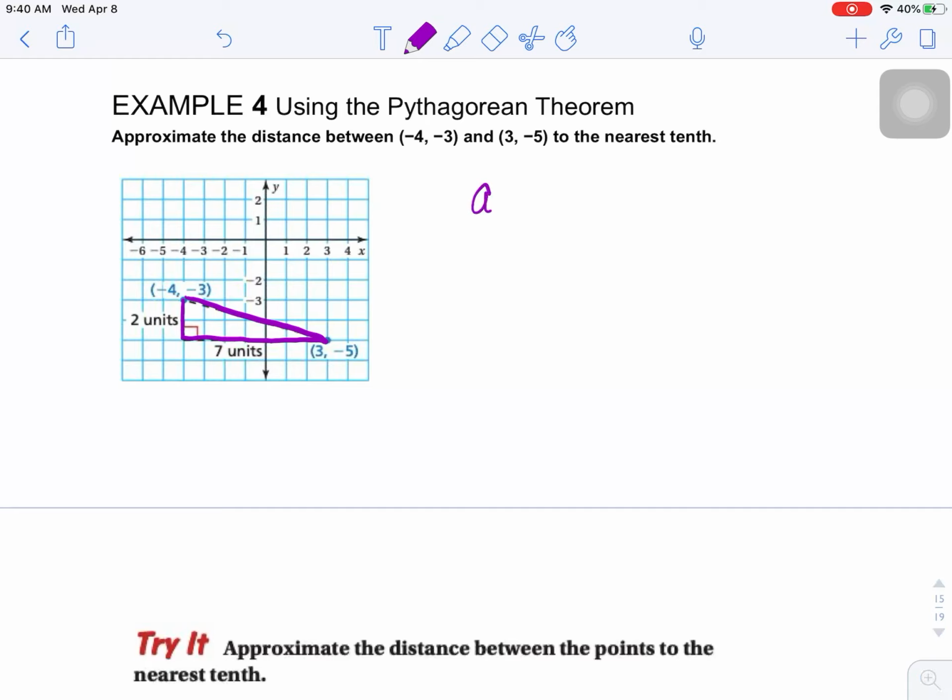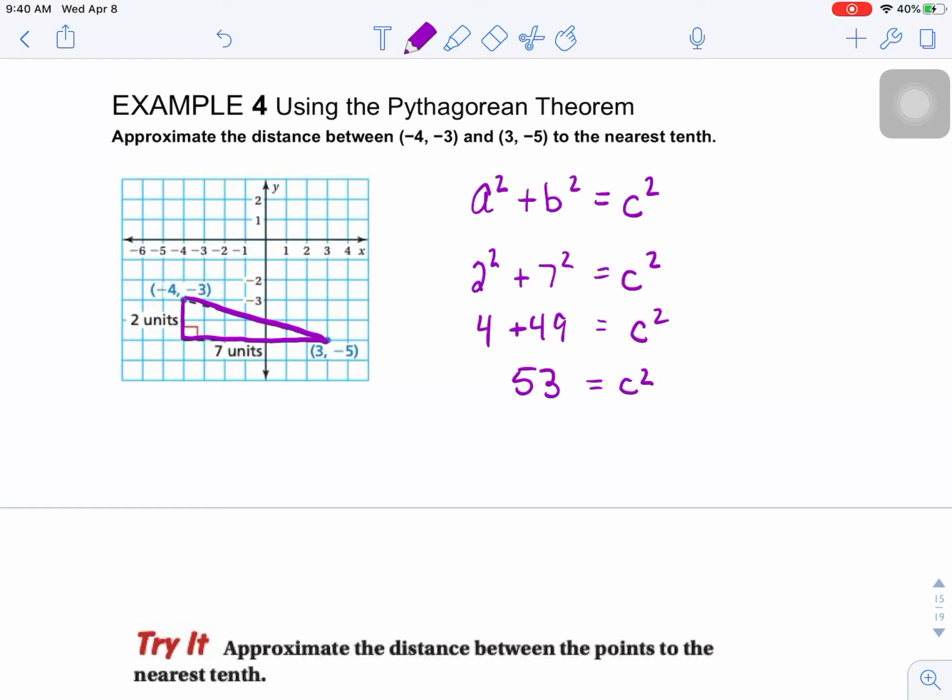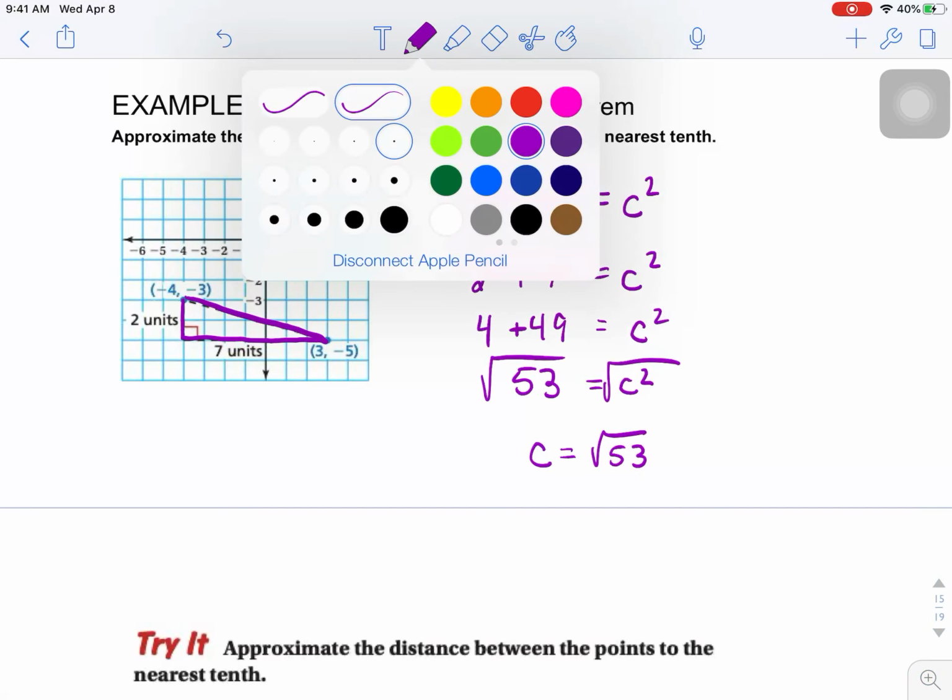So what we know is that our Pythagorean theorem is a squared plus b squared equals c squared, where a and b are the legs. Our legs here are 2 and 7, and I'm trying to solve for the hypotenuse. So 4 plus 49 gives me c squared, got ahead of myself, so 53 equals c squared. To get c by itself, we're going to take the square root of both sides. So c is equal to the square root of 53.